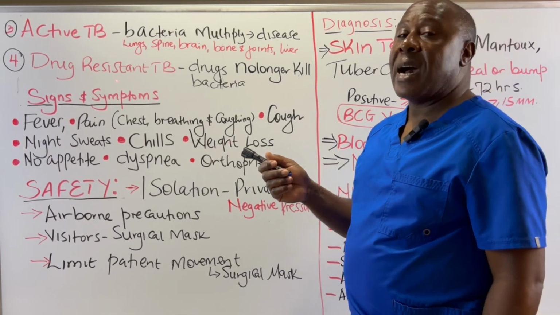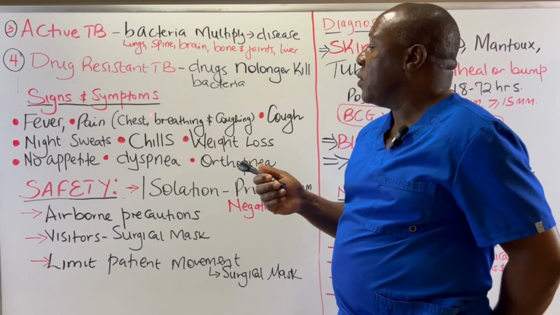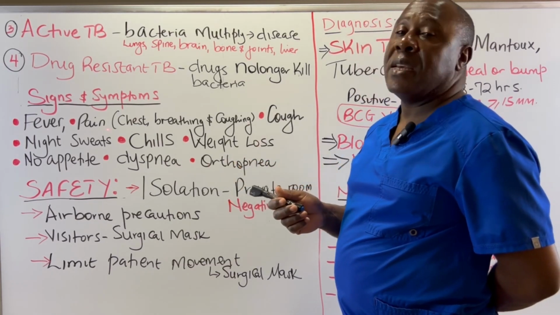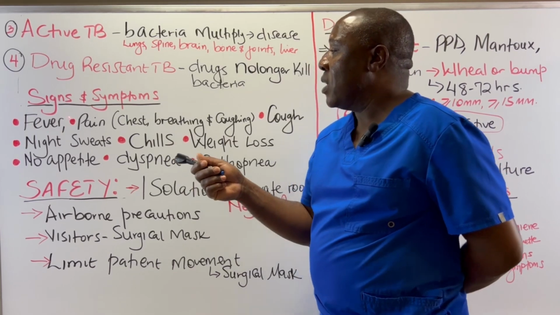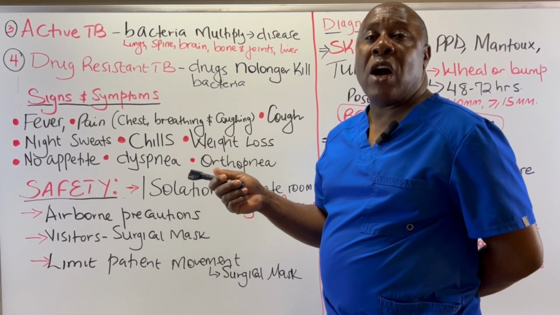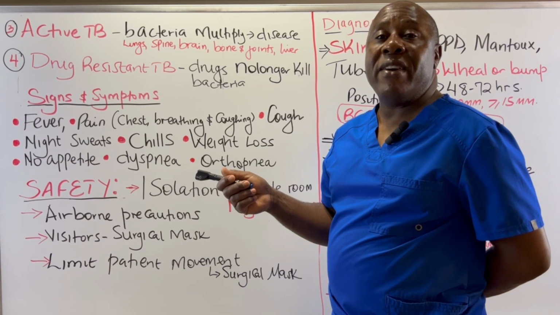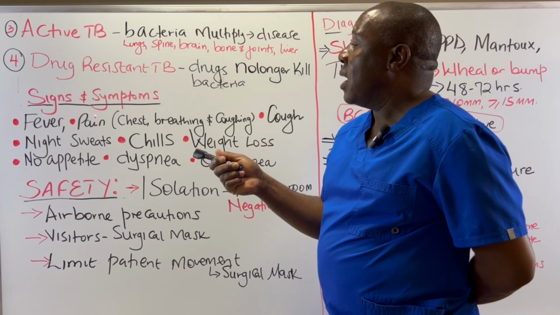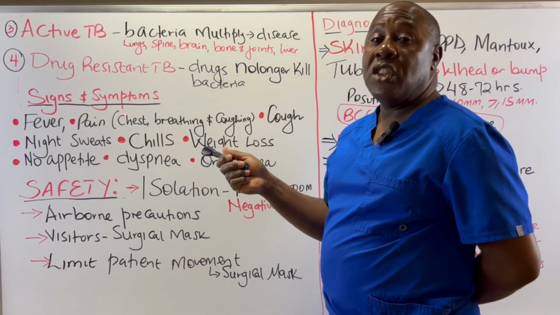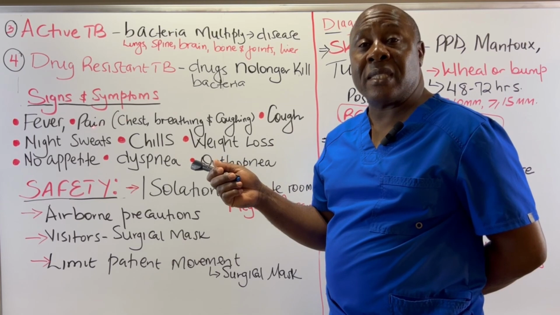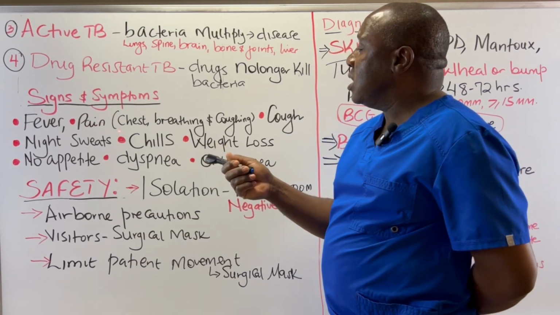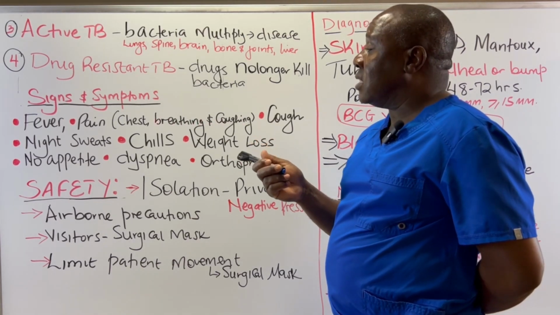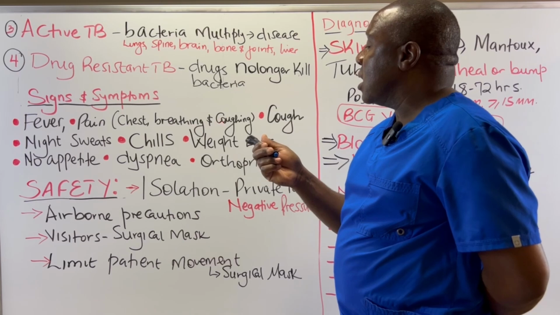Now, what are the signs and symptoms of TB in a patient? When a patient has TB, a number of signs are evident in this patient. One, we have fever. Remember, fever is a hallmark of any infection, elevated temperatures. So these patients are going to have fever. Then they also have pain. And this pain is going to be in the chest. These patients start feeling pain in the chest. And sometimes they feel this pain whenever they breathe or they cough. So there is pain in the chest or pain when breathing and coughing.